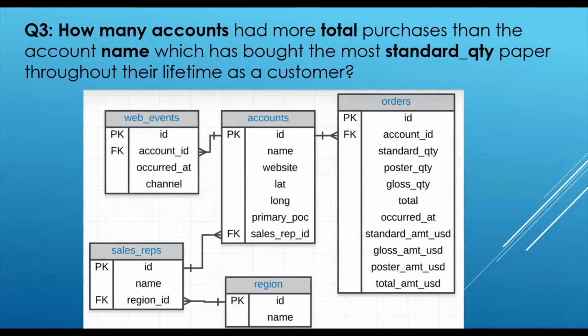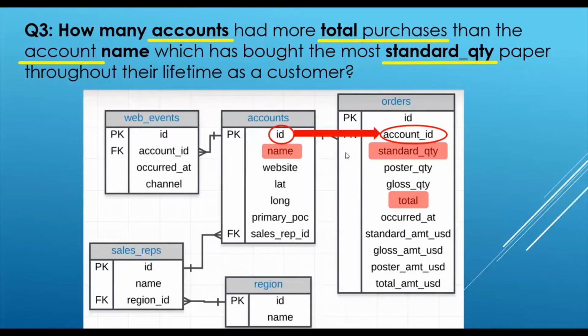Now first, we need to decide which tables we are going to use. The question involves account, total purchases, and standard quantity. They are located in two tables, the accounts and orders tables. So we only need to use these two tables. It is easy to connect these tables because they match each other through the account ID.